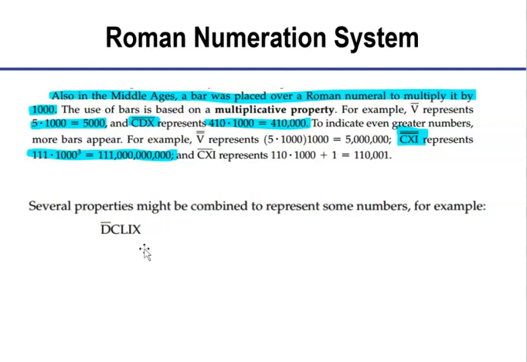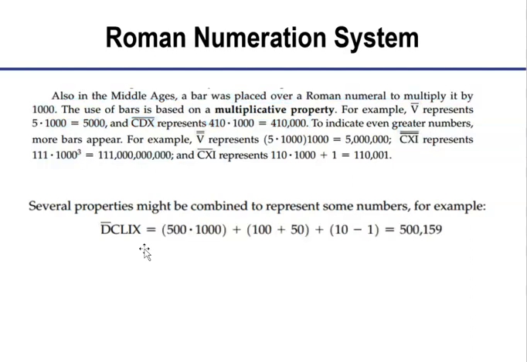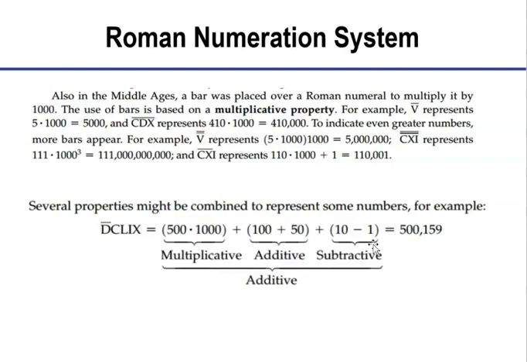So I have this typed up. We've talked about it, so audibly we've done it, but here we go. Again, the 500D times 1,000 because of the bar, plus the 100 because of the C, plus the 50 because of the L, plus the subtraction property 10 minus 1, which gives us 500,159 in Hindu Arabic. Now, what properties? We mentioned that too. Multiplicative, additive, subtractive, and then the whole thing is added at the end. So there's a lot going on with Roman numerals.